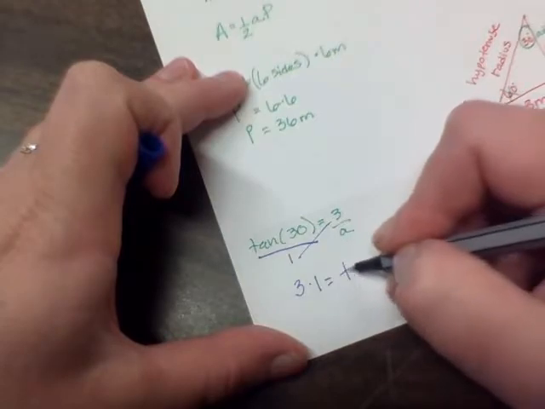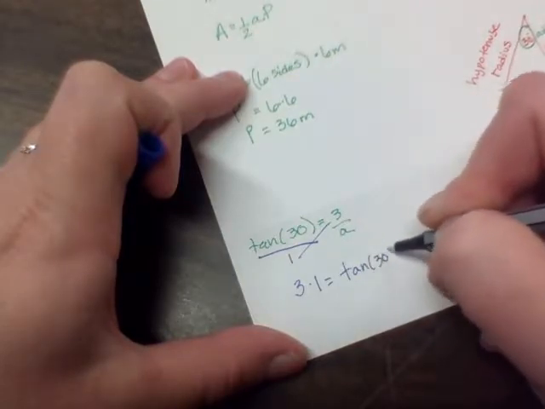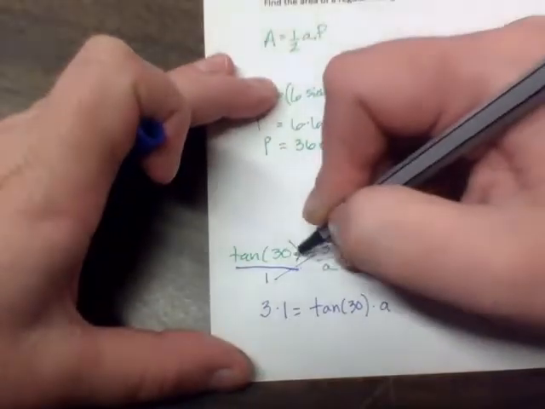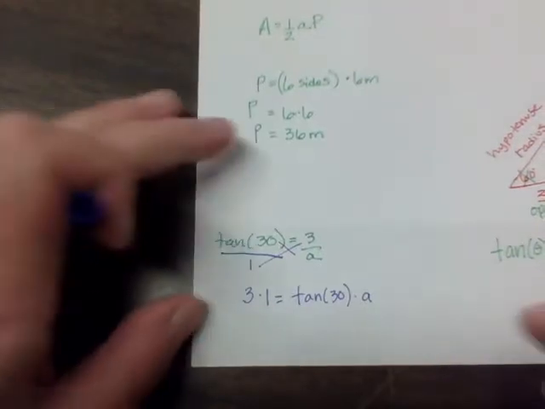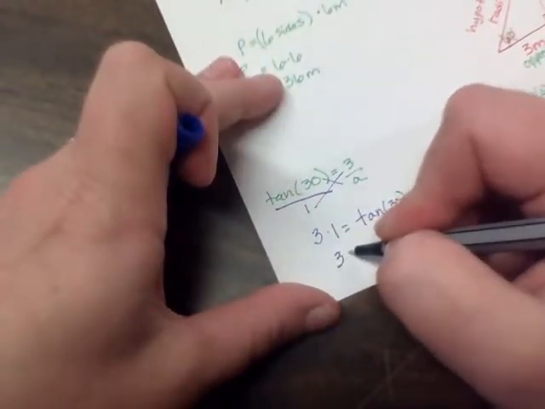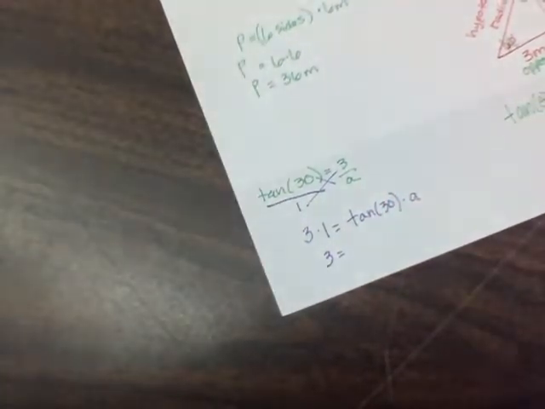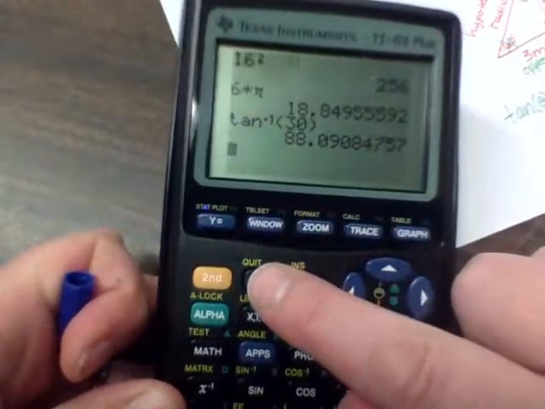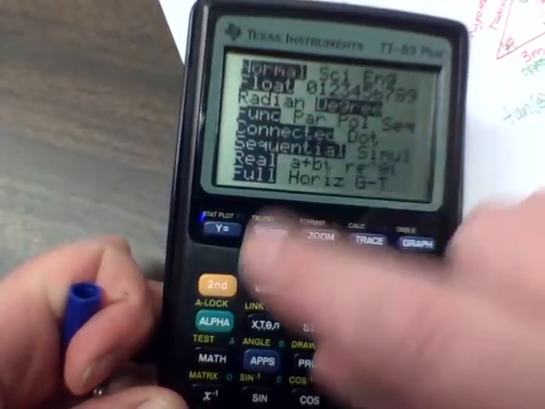And then tangent of 30 times a. All right. And so that means that 3 is going to equal the tangent of 30 times a. So let's see what the tangent of 30 is. You're not going to get the same tangent of 30 if you aren't in degree mode. So make sure your calculator is in the mode of degree versus radian.